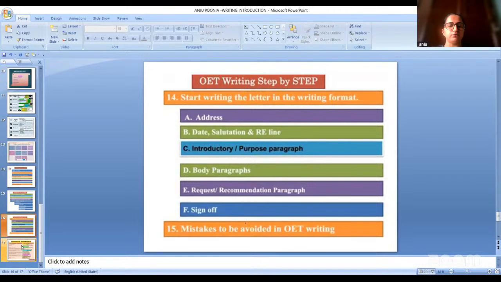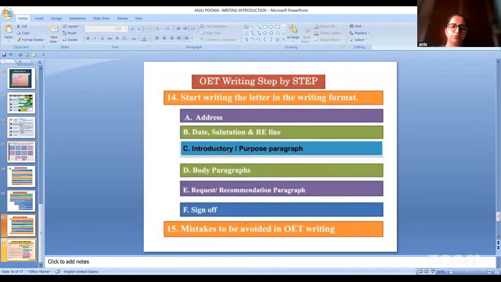We can say it's the sign-off: sincerely and faithfully. We use sincerely when we know the recipient, that is, when a name is mentioned, for example a doctor. If the name is not mentioned, and it only says physician or GP without a full name, then we use faithfully. Sometimes when we are writing, we get confused, so it's a main part of the writing. We need to know very well when to use sincerely and when to use faithfully.